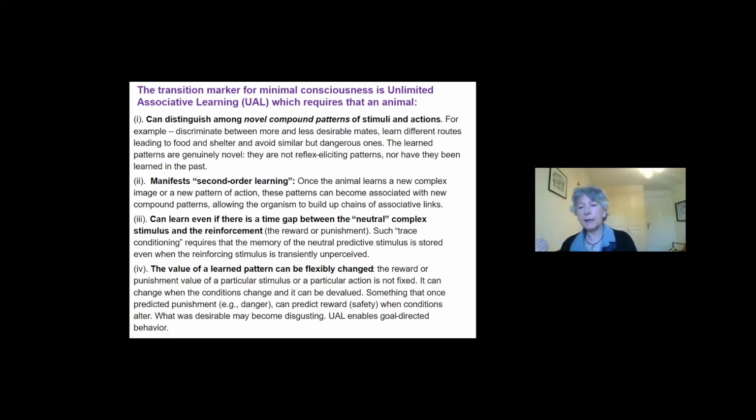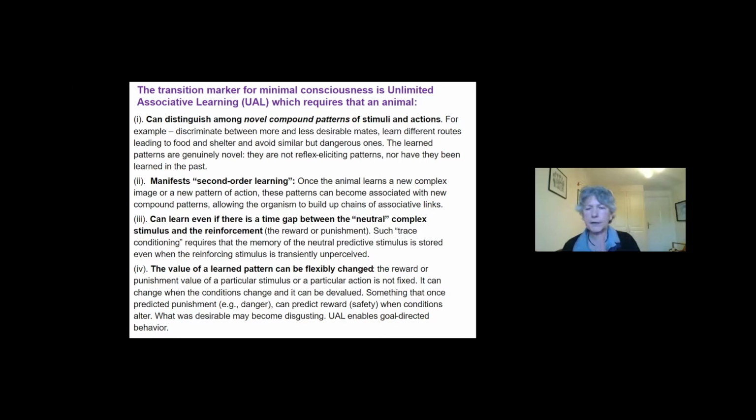We want to think about a female peahen that is looking at peacocks and she's comparing them and she's able to discern subtle differences between them. So she must see compound wholes in order to be able to do that. And also learn different routes that lead to food and shelter and avoid similar but dangerous routes, all this kind of thing. The learned patterns must be novel.